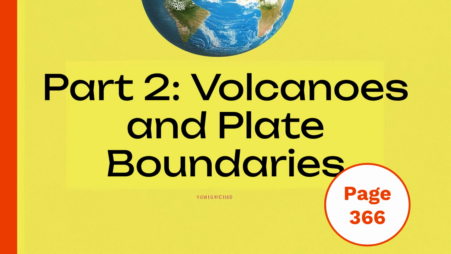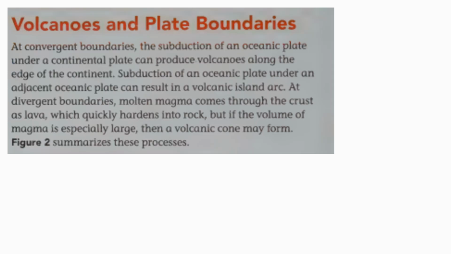Now, let's explore Part 2, Volcanoes and Plate Boundaries, which is covered on page 366 of your textbook. Volcanoes and plate boundaries. At convergent boundaries, the subduction of an oceanic plate under a continental plate can produce volcanoes along the edge of the continent. Subduction of an oceanic plate under an adjacent oceanic plate can result in a volcanic island arc.